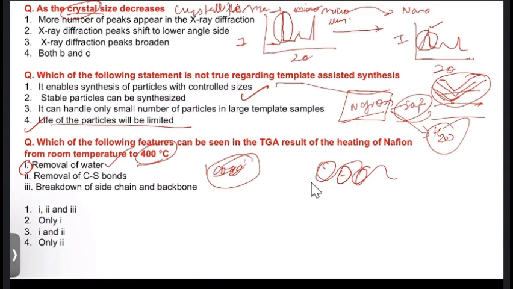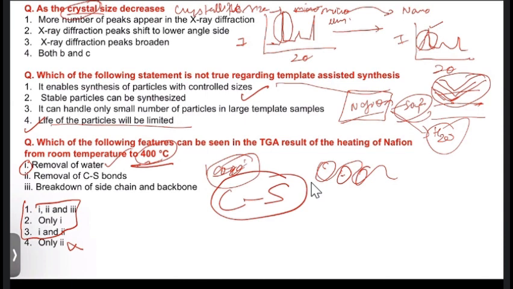So we have three options left. This statement is incorrect, that we know. That is the way to solve quiz-like questions. We sometimes go by option elimination. Second, removal of the CS bond. Yes, the carbon sulfur bond is weak. It will be able to break down at 400 degrees Celsius.